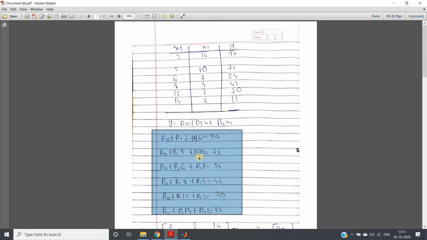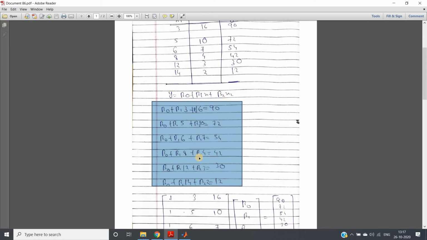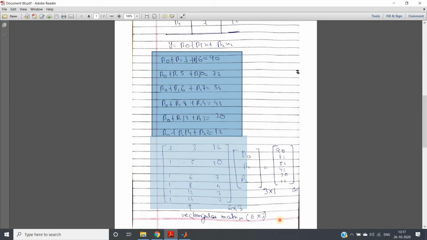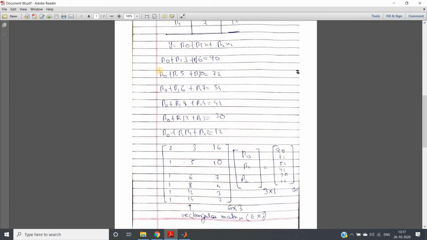Now in an applied linear algebra course you have studied how to solve a set of linear equations. First convert to matrix representation. If I convert to matrix representation, I will get this one. The first column will be all ones, the second column will be our first input feature, the third column will be our second input feature, and this will be beta naught, beta 1, beta 2, and we will get our output.